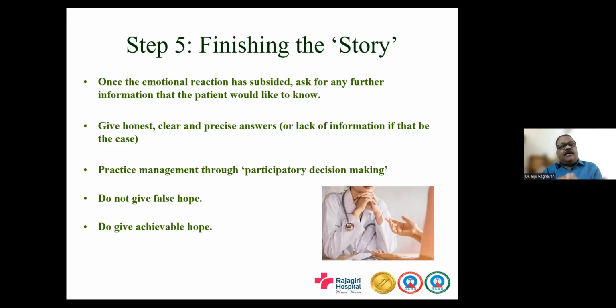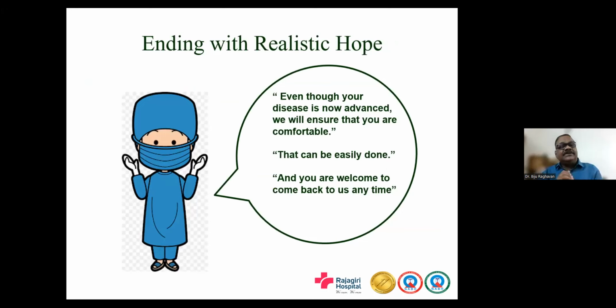And once all the emotion has been drained, now you can talk about what can be done, what cannot be done, where it needs to be done, how much is going to cost, etc. And all of these things we have covered in the last session about participatory decision making, never to give false hope, always to give achievable hope. For example, even though your disease is now advanced, we will ensure that you are always comfortable. Now, this is not difficult. This can be easily done. And we will be always there for you.